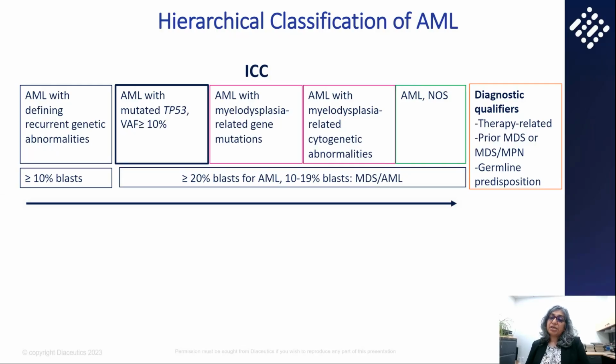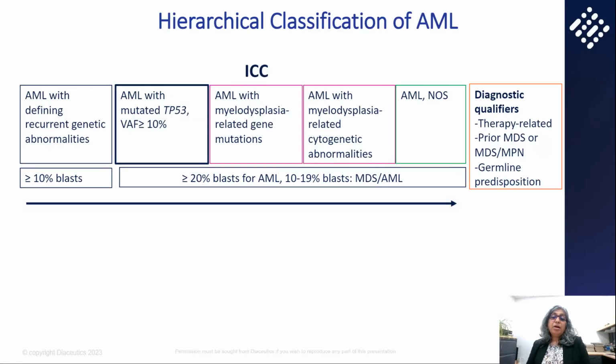ICC adds these diagnostic qualifiers, therapy-related or arising from prior MDS or MDS-MPN or associated with germline mutations, to whatever is the diagnosis based on morphology and genetics. And again, one more thing, to reiterate, in ICC, cases with 10 to 19% blasts that are called MDS-AML follow a similar hierarchical classification in the ICC.